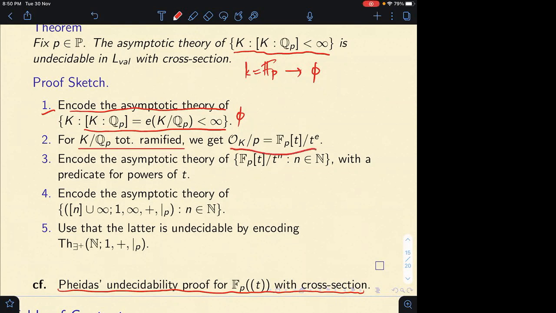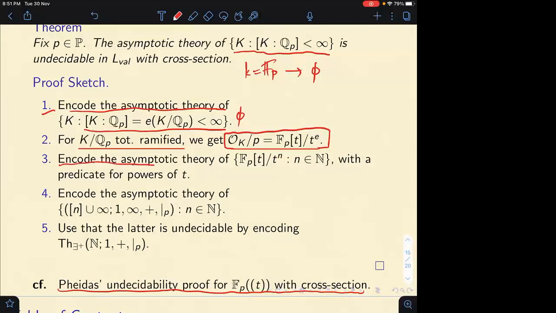The second step is to note that if you have a totally ramified p-adic extension and you mod out the valuation ring by p, then you get a truncated polynomial ring. Or actually, it's much better to think of it as a truncated power series ring. This is a standard calculation, which I will not do here, but it's not very difficult. However, it's important. This is the calculation that allows us to do the reduction to positive characteristic, essentially.